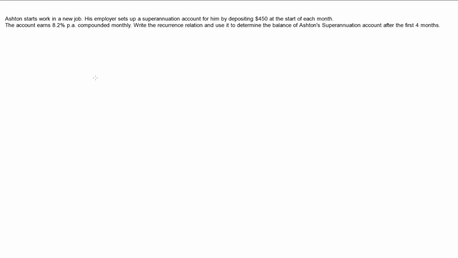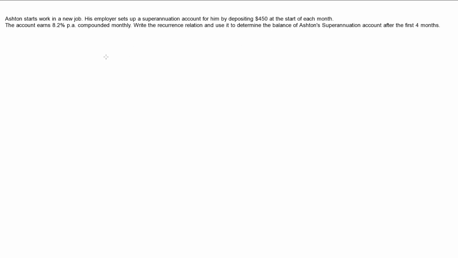Hi, in this video I'm looking at this problem here where Ashton is starting work in a new job. His employer sets up his superannuation account for him and is going to deposit $450 at the start of each month. The account is earning 8.2% per annum compounded monthly interest, and we want to write the recurrence relation for this investment and use it to determine the balance after the first 4 months.